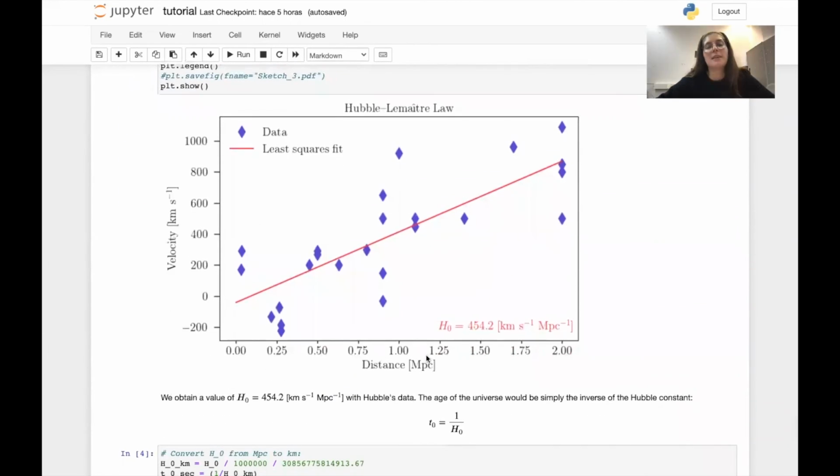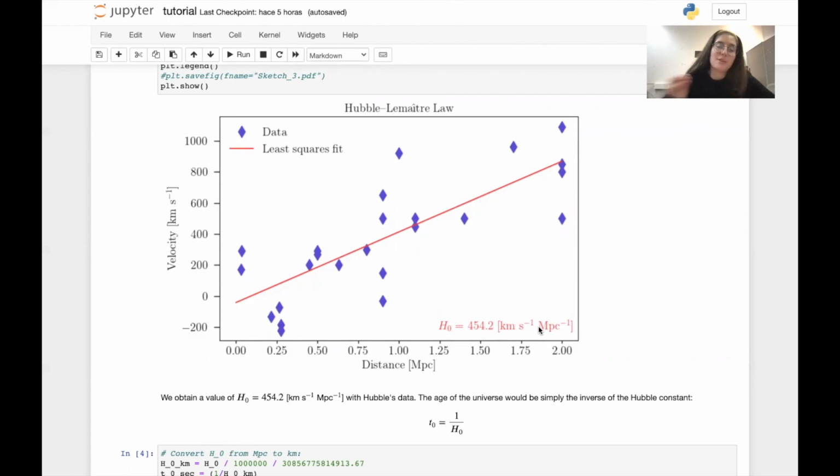We found out that the Hubble constant with this data is more or less 454 kilometers per second per megaparsec. And actually, it's a value that's pretty similar to what Hubble proposed in his paper. He proposed that this value should be nearby 500 kilometers per second per megaparsec. But we know nowadays that that value is completely wrong. The value we assign to the Hubble constant is near 68. And well, it depends on what you observe.